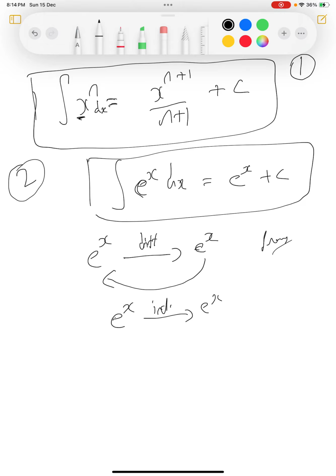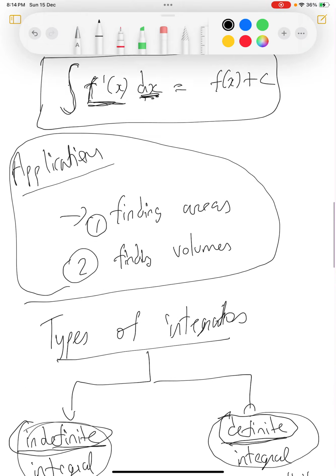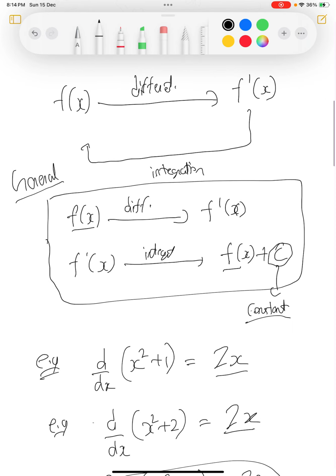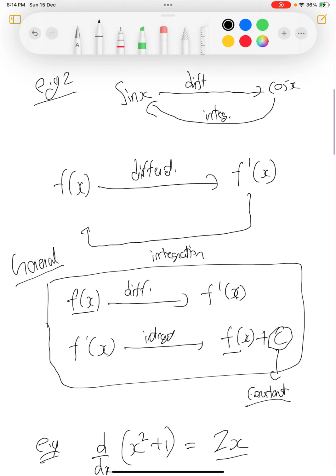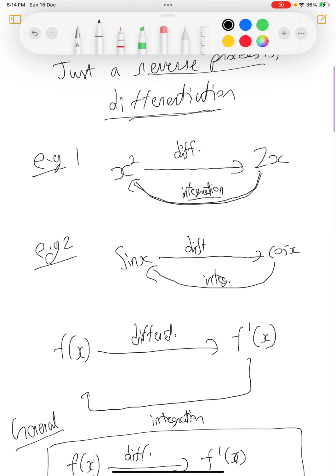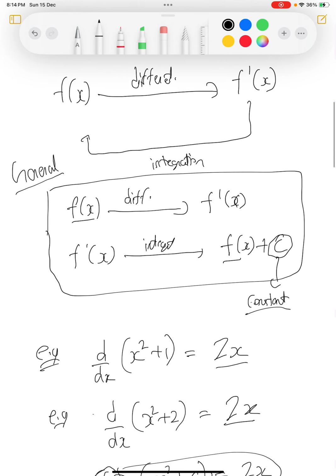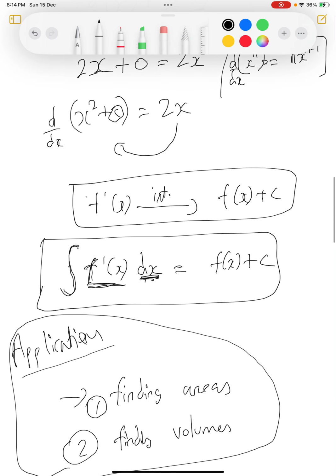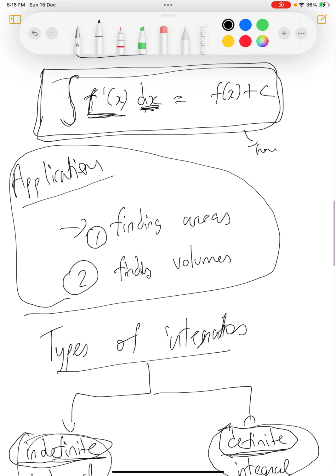So till now, what we have covered: first of all, we understood the definition of integration as just the reverse process of differentiation. Then we did some examples to understand. This is the general form that we should understand, and in curve form, we have this general form. Then we did some applications.